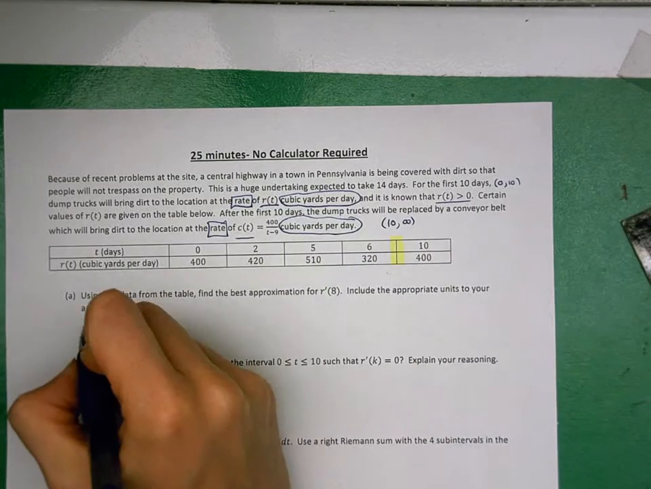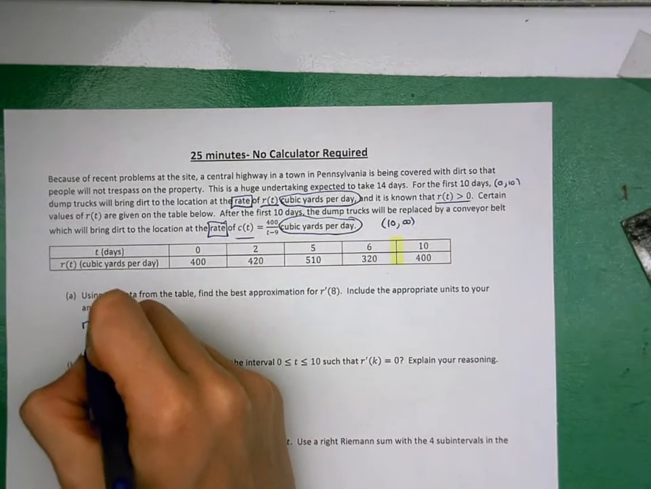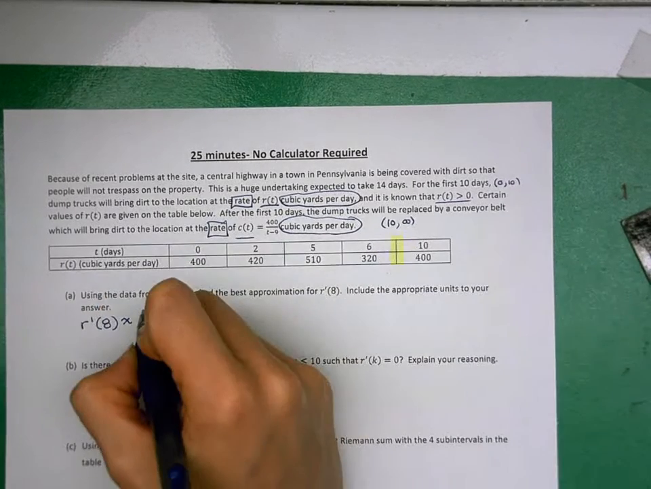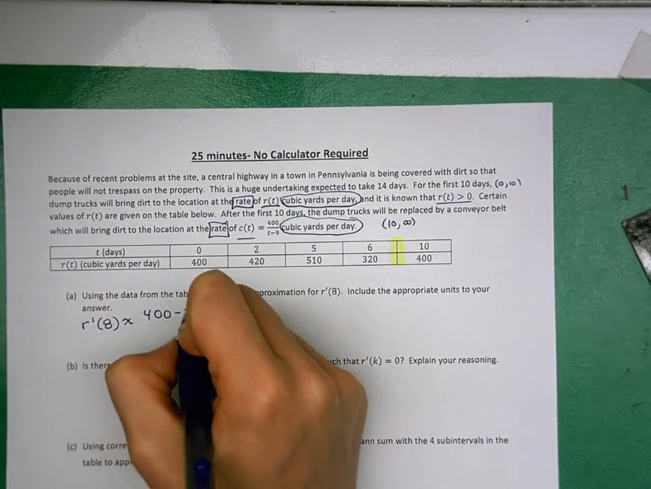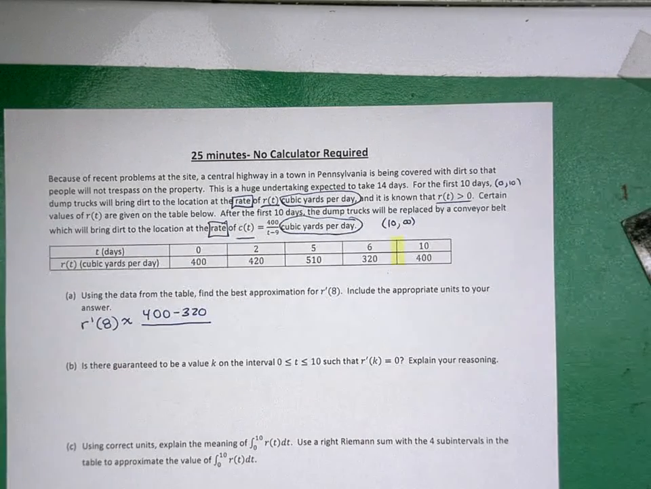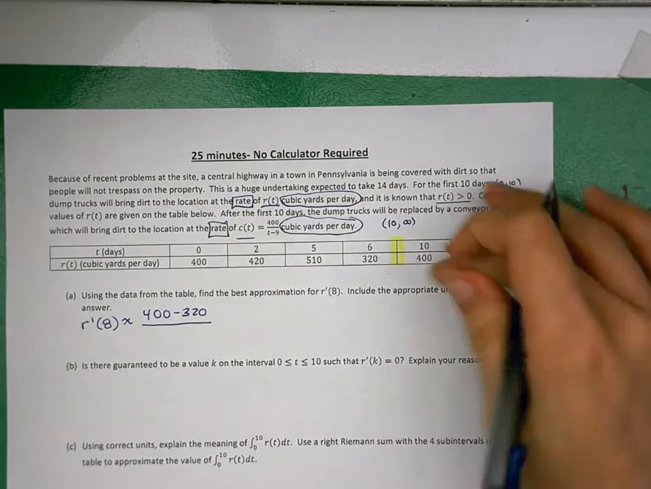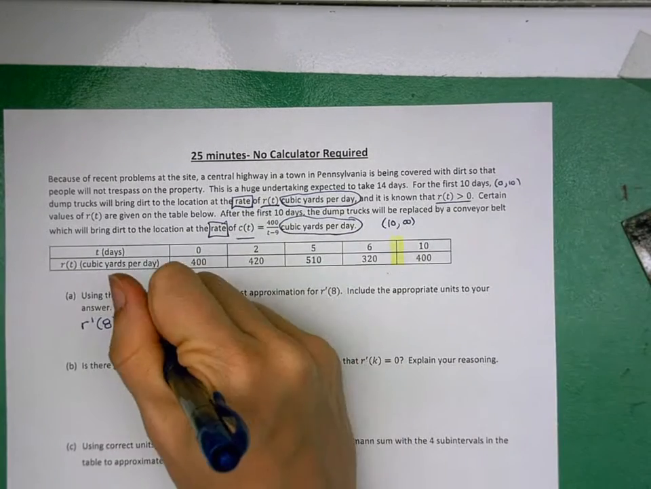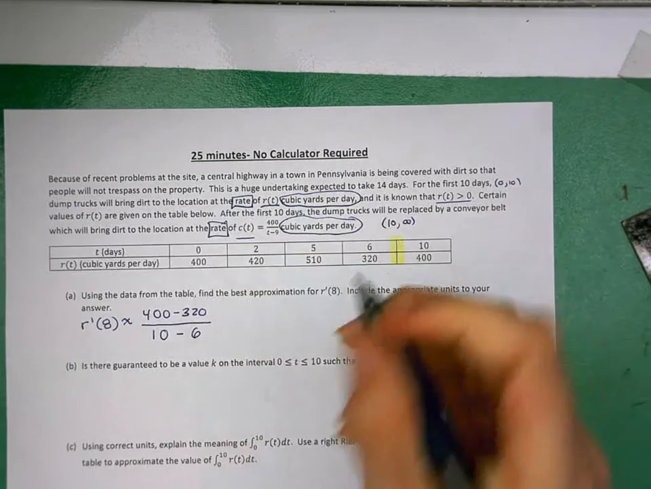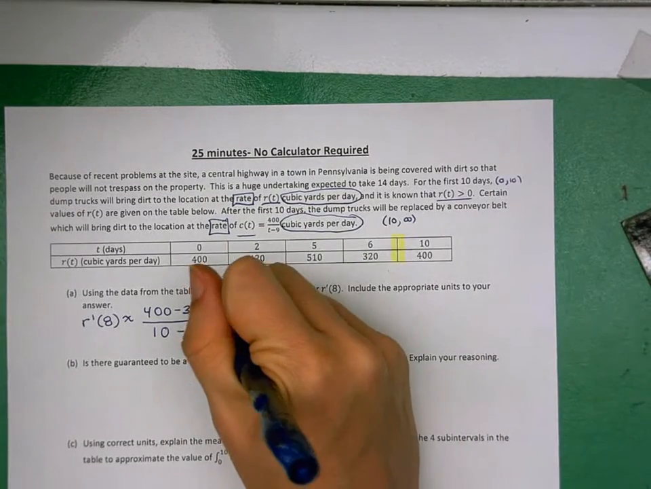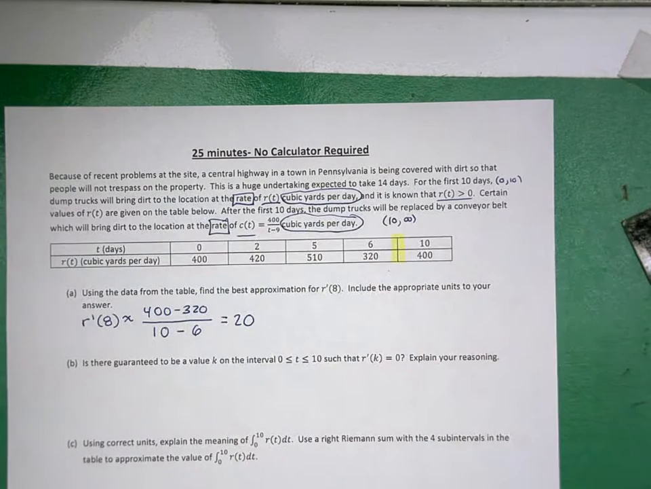And so I'm going to go ahead and do r prime of 8 is approximately either 400 minus 320 or 320 minus 400, whichever one you prefer. But whichever one you put first, its x also needs to go first. So since I put 400 first, 10 is going to go first. And then remember, you don't have to simplify, so you can leave it there, or you can make this 20, whichever one you prefer. Okay?